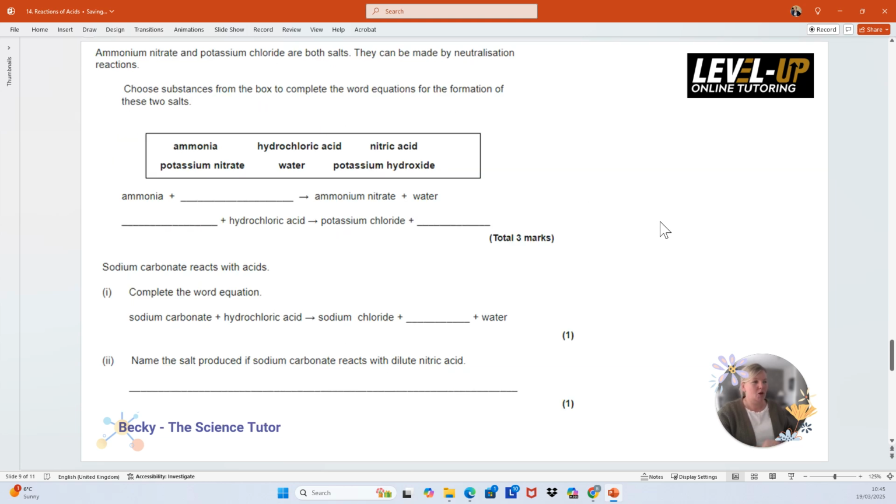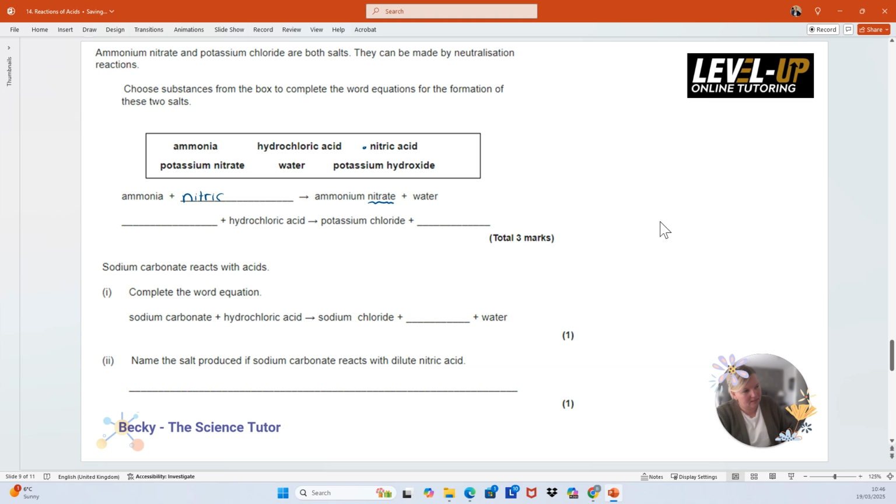Okay, taking it up a step then. So this is kind of in the middle because we are finishing the word equations. We've got some options in a box and we have to choose the correct substance from the box. My best hint and tip, choose a substance from the box. Don't make up your own. Choose one from the box. Okay, so we've got ammonia plus something gives us ammonium nitrate and water. Here's our clue, is that it produced nitrate. Let's have a look in the box. Yes, we've got nitric acid.